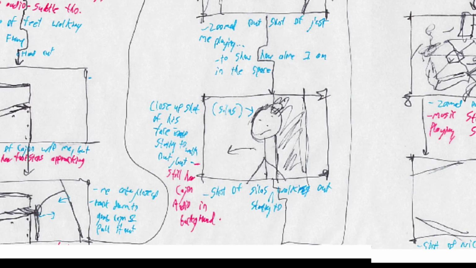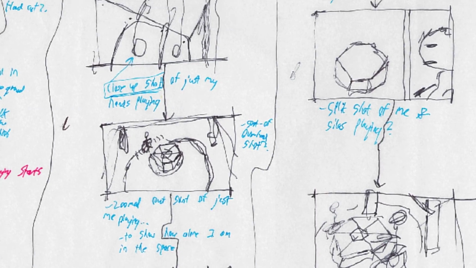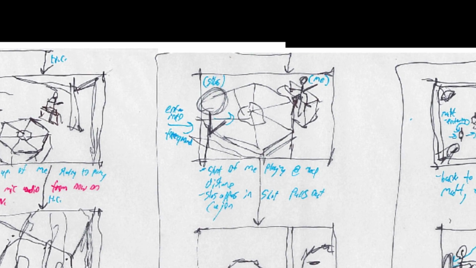Maybe I'll ask Mike to help with the sound. Okay. And then Silas will come in. Maybe a shot from behind him, seeing me playing and seeing him pull out a cajon. Silas comes into the shot while I'm playing. That would be cool if I had it.